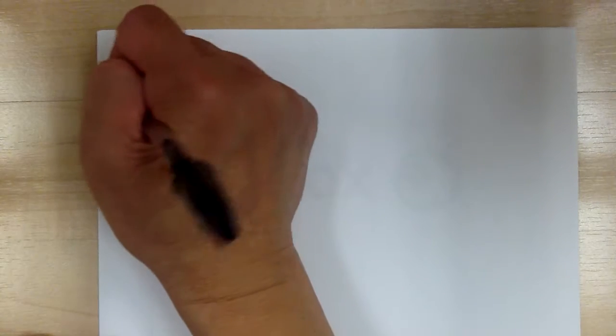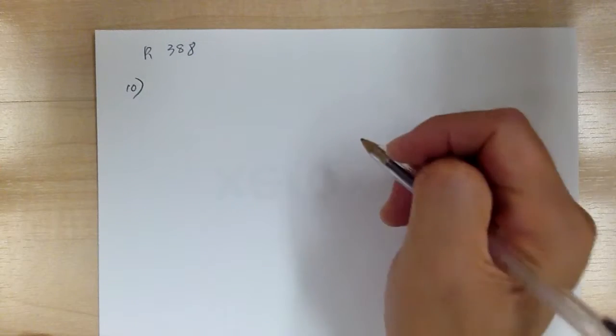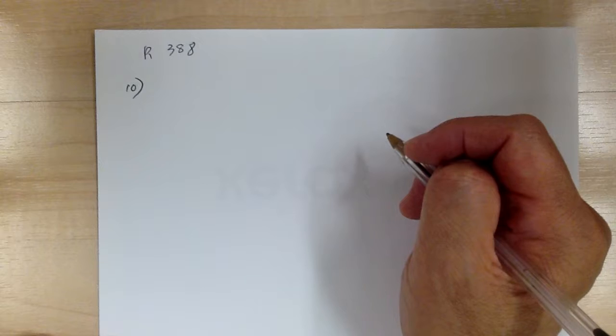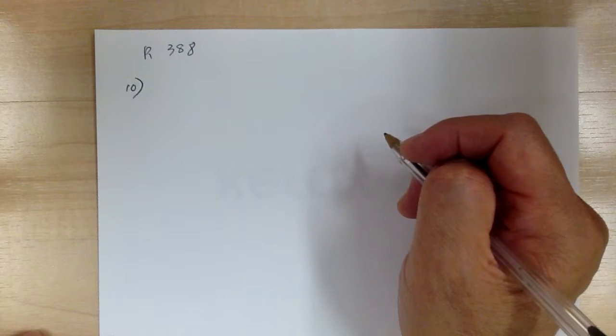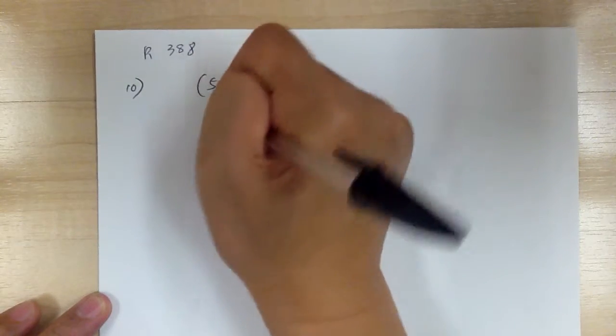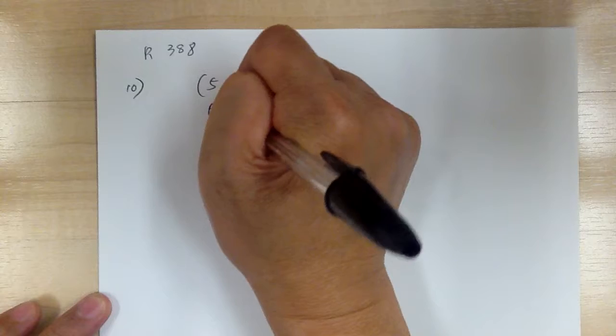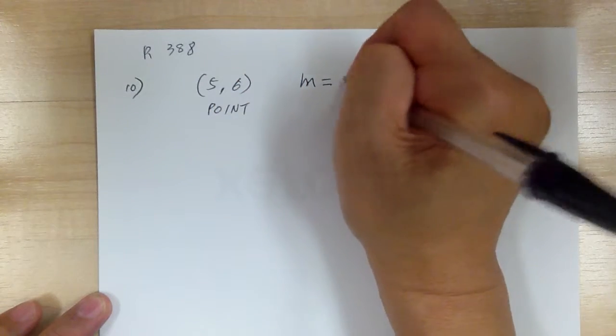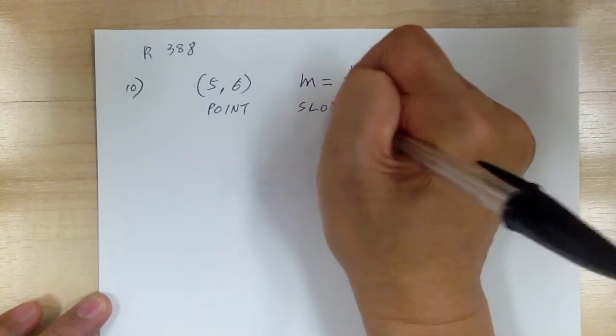Open your book to page 388 and let's go to number 10. The instruction says in exercises 9 through 14, write the standard form of the equation of the line that passes through the given point and has the indicated slope. So what it's saying is that you have a point, (5, 6). So this is a point. And you have the slope equal to 1 over 3. So this is the slope.